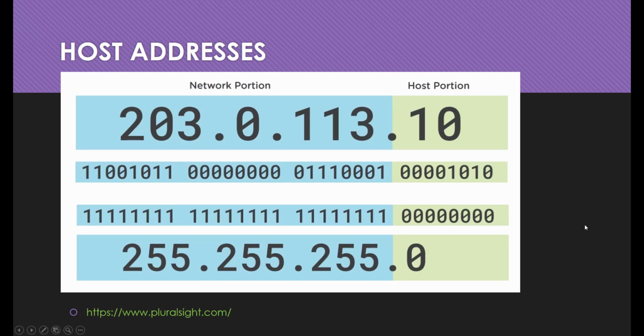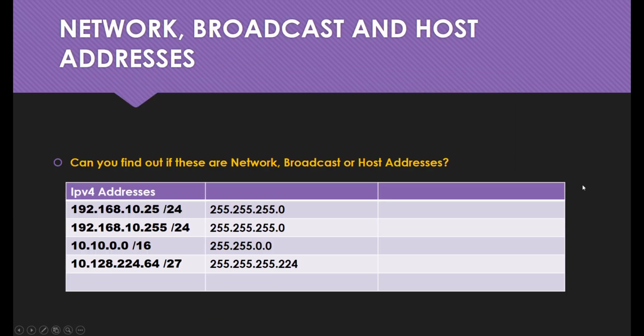We can see from this example that the IP address is neither all zeros nor all ones. If it were all zeros, we would have said it's a network address, but if it was all ones, we would have said it's a broadcast address. But in this case, it's neither of both, so we can easily identify this as a host address. So can you find out if these are network, broadcast, or host addresses? Let's pause the video and try our hands and see if we can solve this.